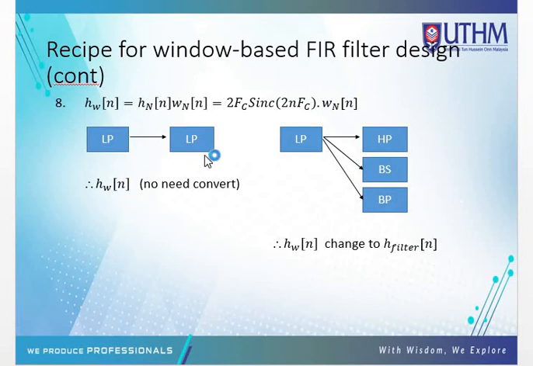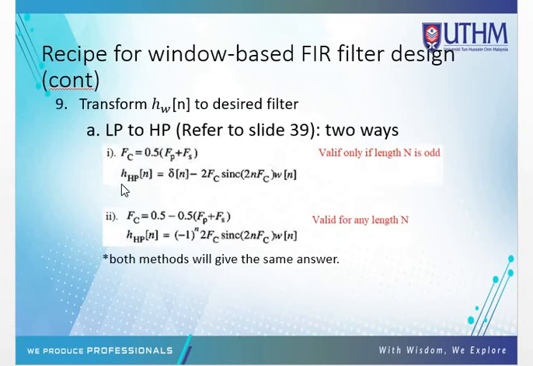And then for the low pass to low pass, the hw(n) has no need to be converted. But if it is from the low pass to high pass, band stop, or band pass, the hw(n) needs to be changed to the filter h(n). So this is how to transform the hw(n) to the desired filter.